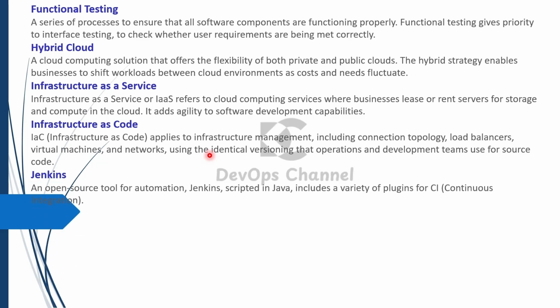Okay. Next one is Jenkins. We have discussed this tool. It's a CI tool. So it's an open source tool for automation. Jenkins is scripted in Java and includes a variety of plugins for CI.